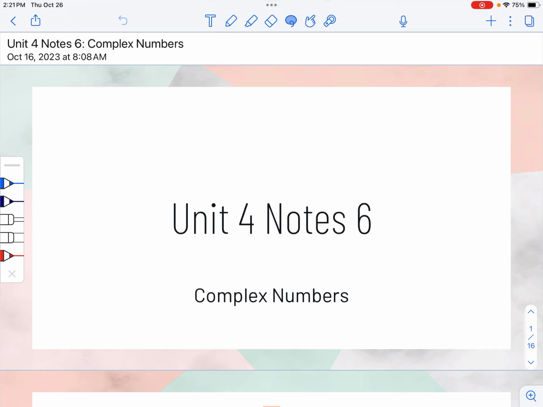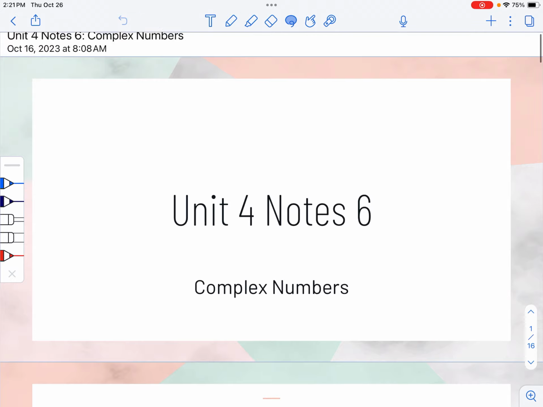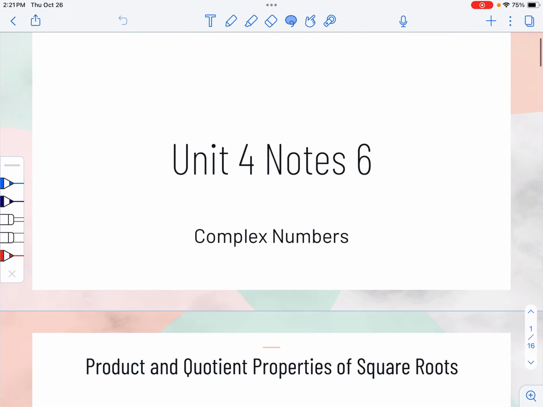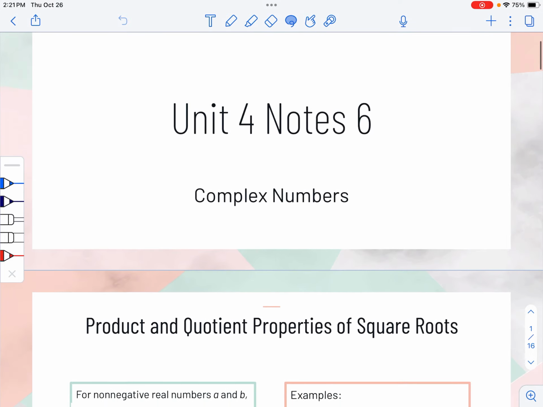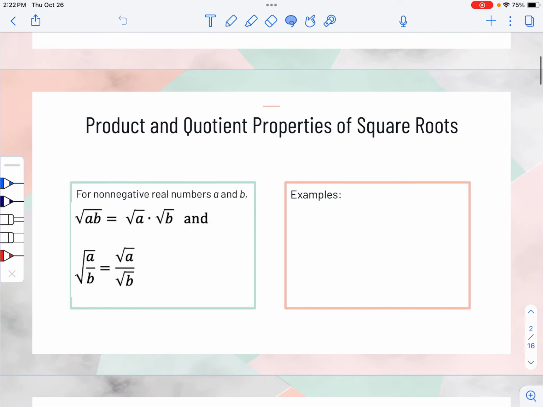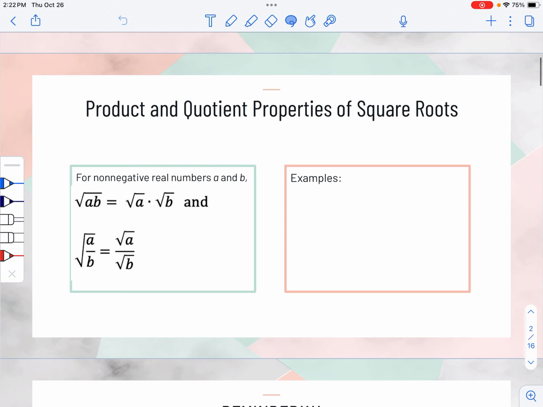Picard. And we're going to work with 4-6 complex numbers. We're going to split this video up into two parts. First part being on complex numbers, simplifying square roots, and the second one imaginary numbers. So, okay, product and quotient properties of square roots.